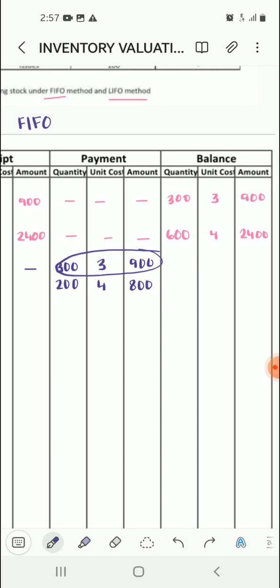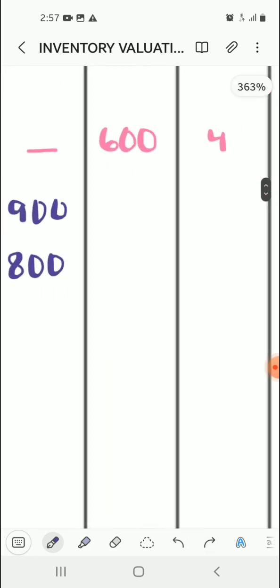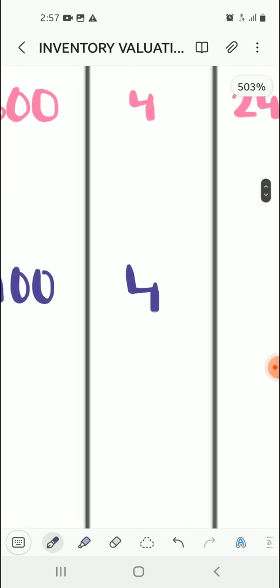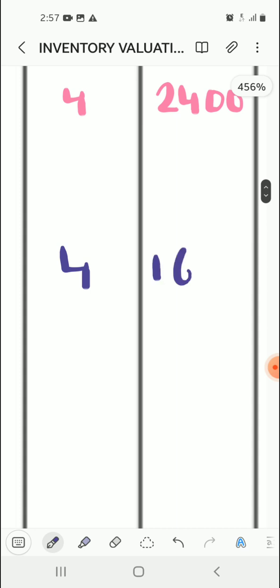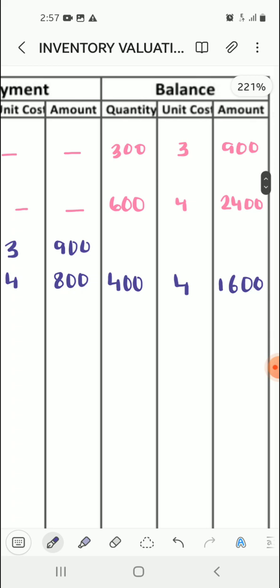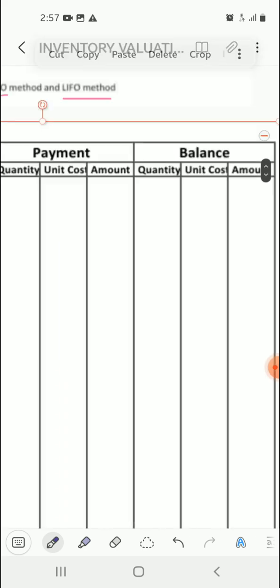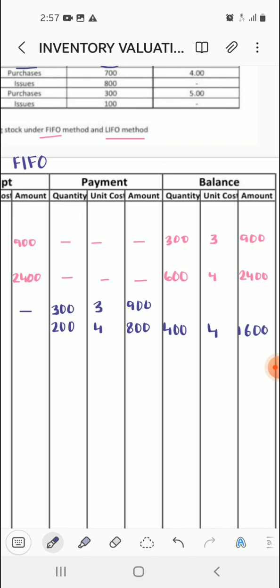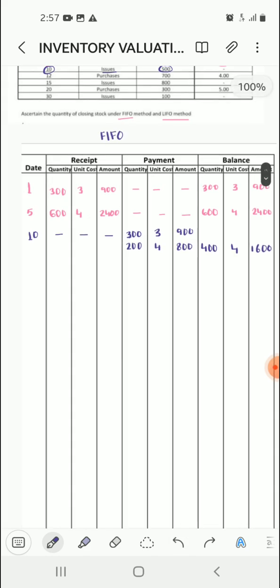So now we are going to write the balance. It will be a reduced balance now. Nothing left of 300, only 400 left from the 600 lot. That is 400, 4, and it will be 1600. Now we are going to draw a line here to make it distinct.